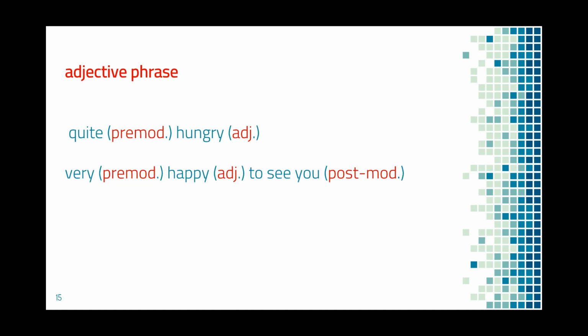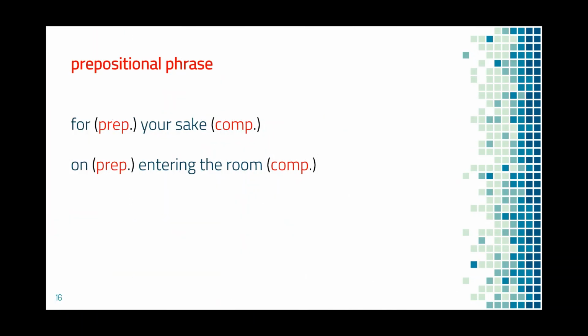The last phrase that you need to know is the prepositional phrase. A prepositional phrase consists of a preposition and the complement of the preposition. Look at the example. For your sake. Now, for is the preposition. Your sake is the complement. Again, pay attention to the second example. On entering the room. On is a preposition. Entering the room is the complement.